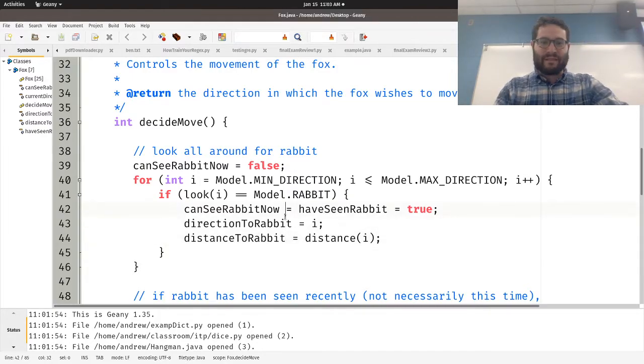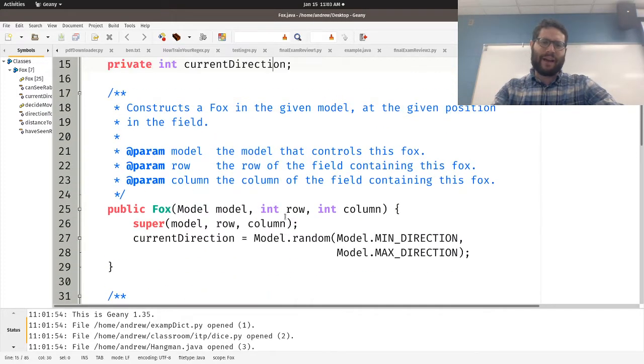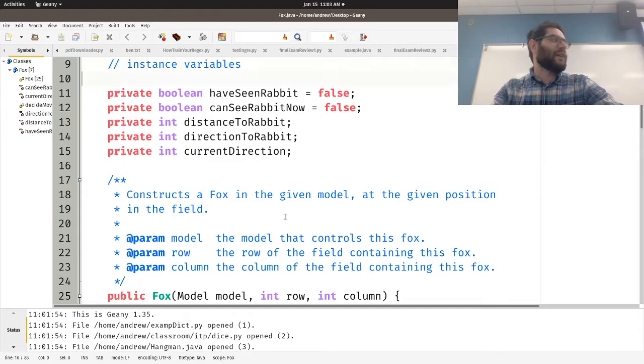Okay, so let's go ahead and go over what the fox does. The fox basically says, "Hey, can I see the rabbit now?" False. It also has these variables. Have I seen the rabbit? Can I see the rabbit now? Set to false initially. And it keeps track of the distance, direction, and current direction. You need to keep track of none of those unless you're going for a really specialized strategy. Predator code needs this kind of memory. Prey just needs to respond to the presence of a predator.